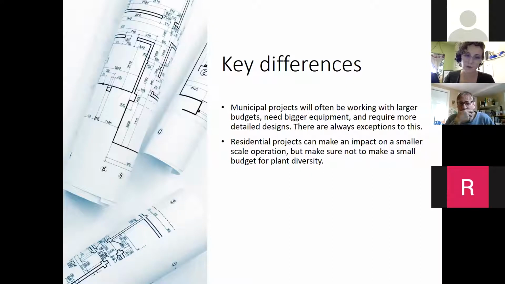You can have smaller rain gardens or smaller GI projects that can make a difference in an urban area or in a municipality. Residential projects can make an impact on a smaller scale, but I would like to stress not to make a small budget for plant diversity. It will be very important for making sure that the rain garden can still be as effective as possible.